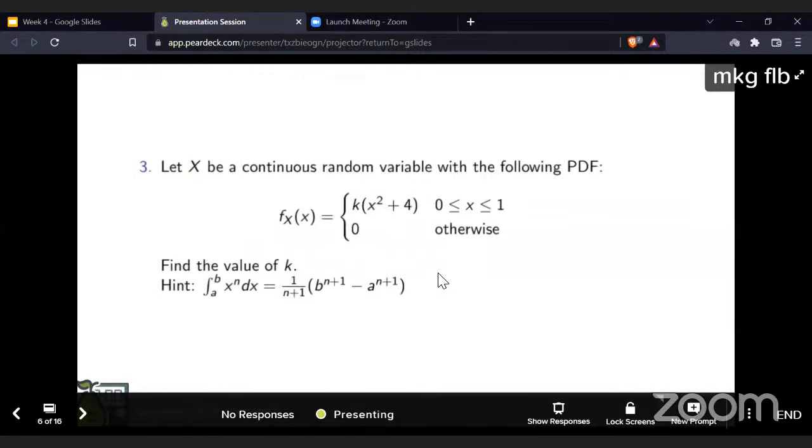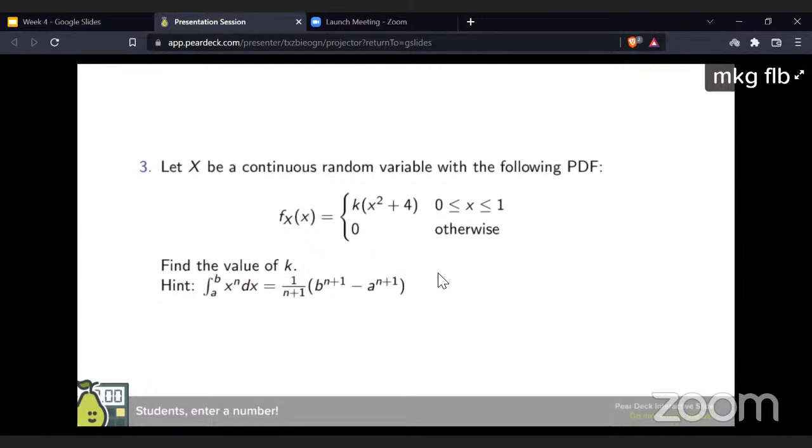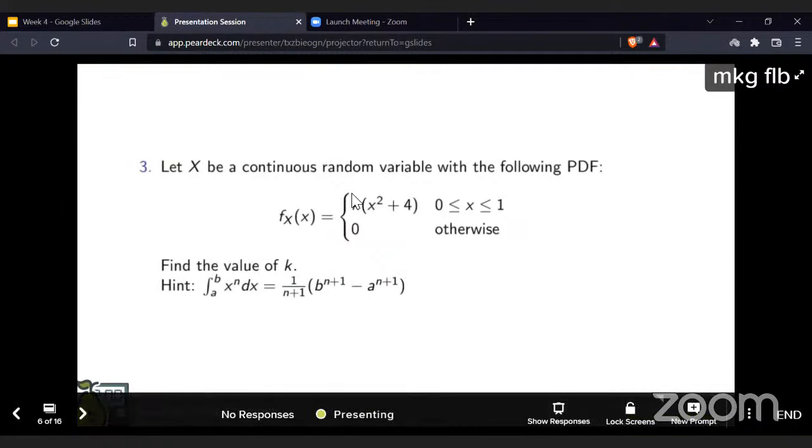So in this case, you have a random variable that is continuous and the PDF is given to you. The PDF is defined here and you have to find the value of k. You have to find such a value of k so that it becomes a valid PDF. You will have to use the integration formula that is given here. If you don't know the formula, you can use this.